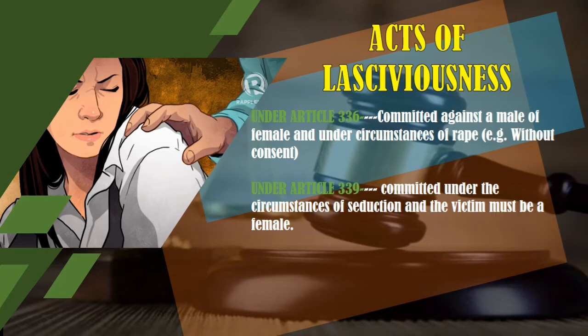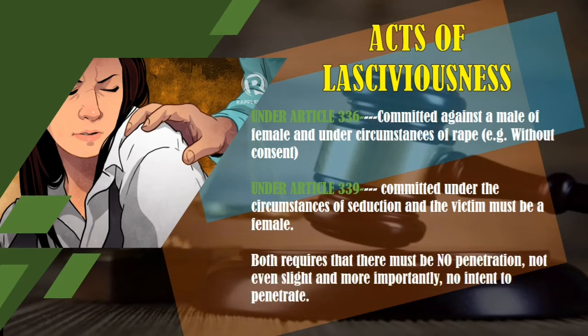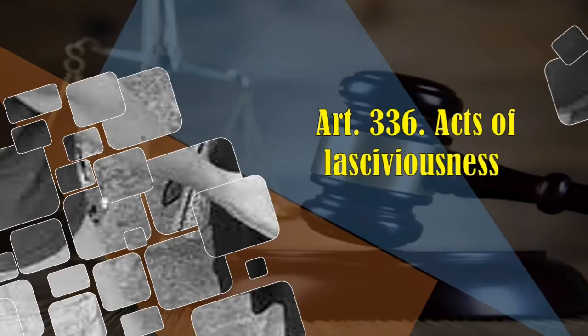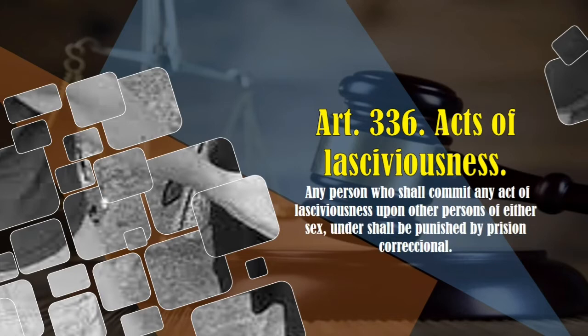And as compared to attempted rape, both require that there must be no penetration, not even slight, and more importantly, there is no intent to penetrate for this to qualify as acts of lasciviousness. So again, class, Article 336 provides that any person who shall commit any act of lasciviousness upon other persons of either sex under any of the circumstances mentioned in the preceding article shall be punished by prision correccional.